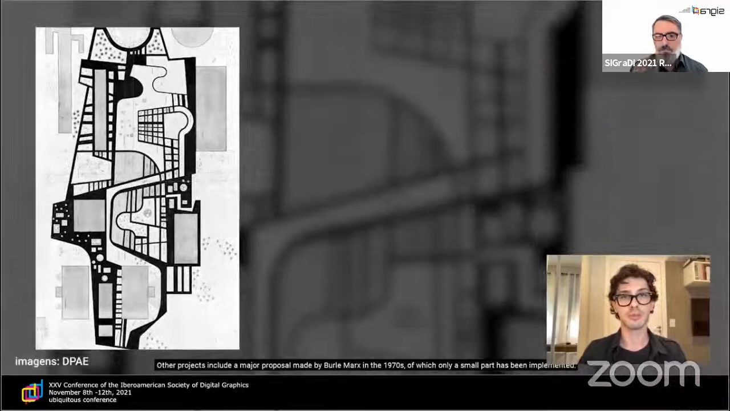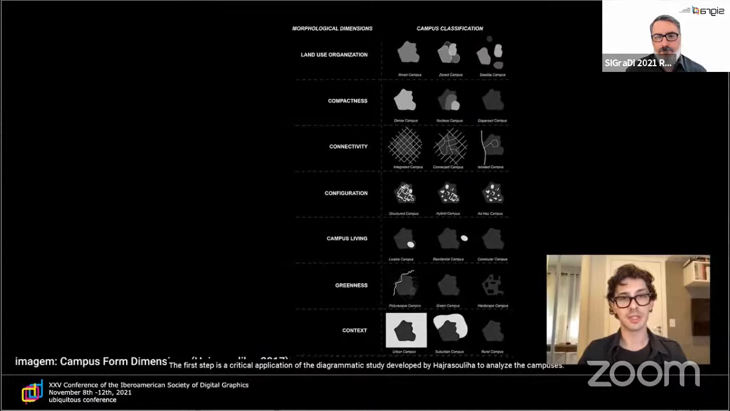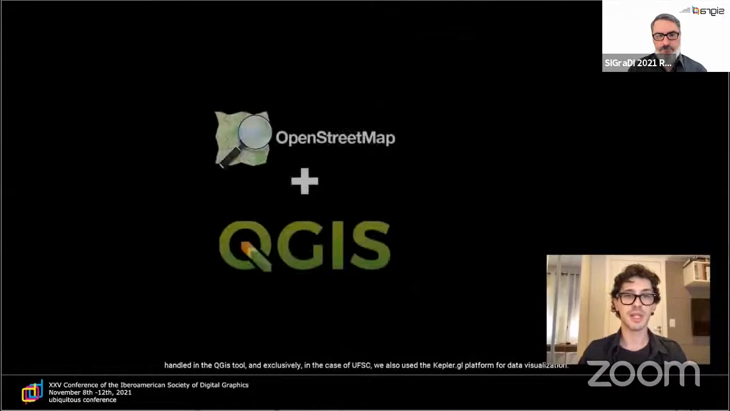A primeira etapa constitui uma aplicação crítica do estudo diagramático desenvolvido por Rachel Soliha para análise do SCAMP, mas nós consideramos aqui apenas as dimensões contexto e conectividade. Adaptando ao contexto da UFRJ e da UFSC, ambas as análises utilizaram bases cartográficas do OpenStreetMaps, manuseadas na ferramenta QGIS. E, exclusivamente no caso da UFSC, nós utilizamos também a plataforma Kepler.gl para a visualização dos dados.